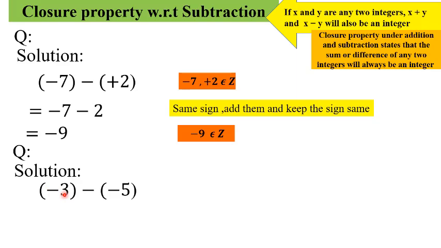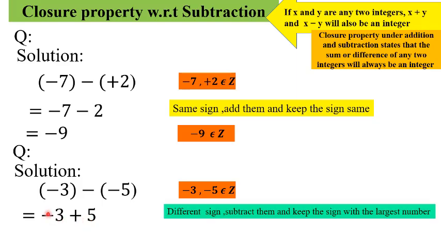Let's take another example. Here we will take the two integers minus 3 and minus 5. We will subtract both of these two. Now, are both of these two integers? Yes. Now minus and minus, when they multiply, it becomes plus. That is, minus minus will become plus. Now, which type of signs do they have?